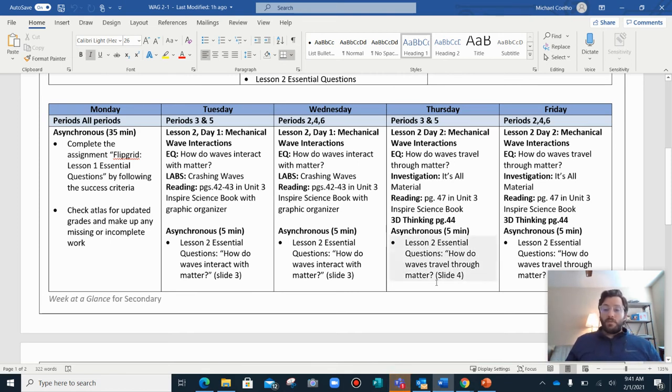And once again, we'll be finishing off that class period with Lesson 2 Essential Questions, answering the next slide, how do waves travel through matter? Okay, notice the theme here. We start off with the question, we end with the question.